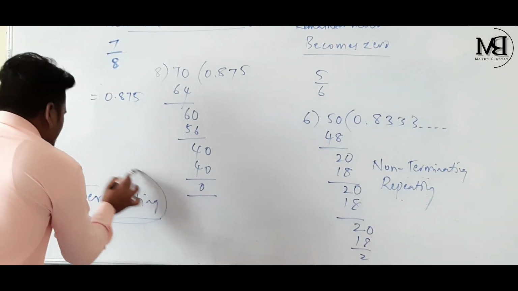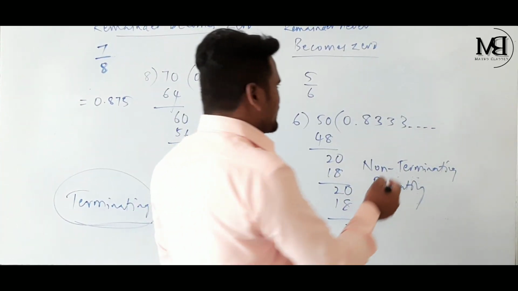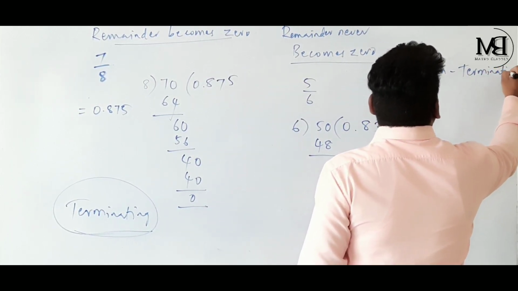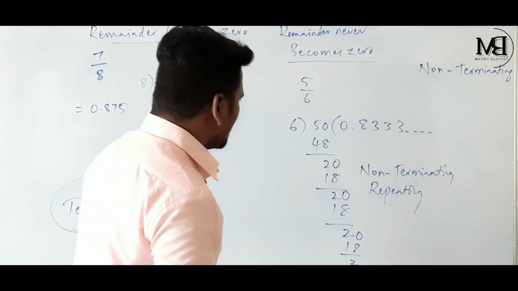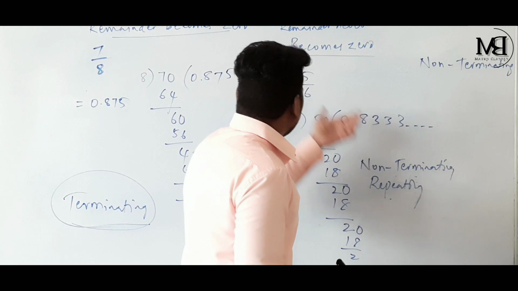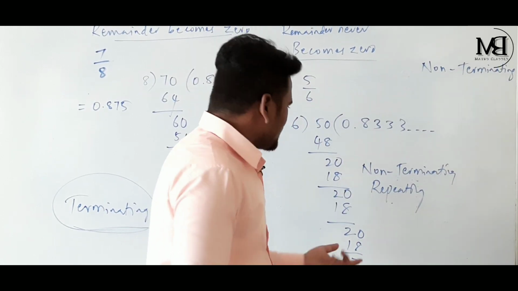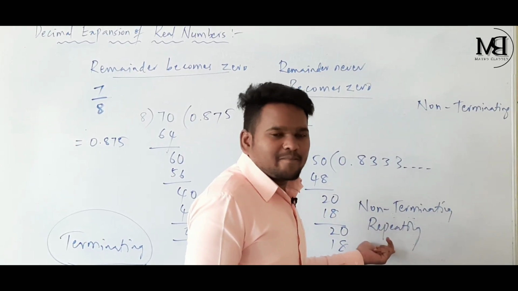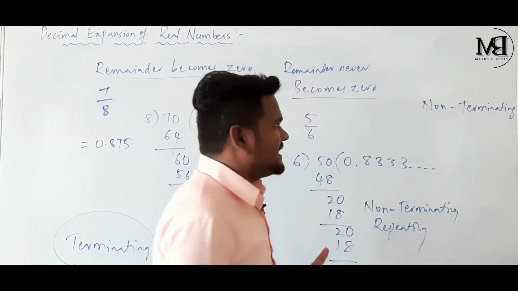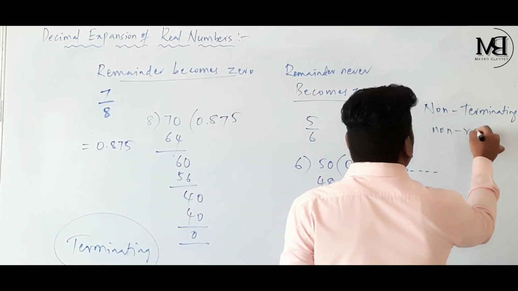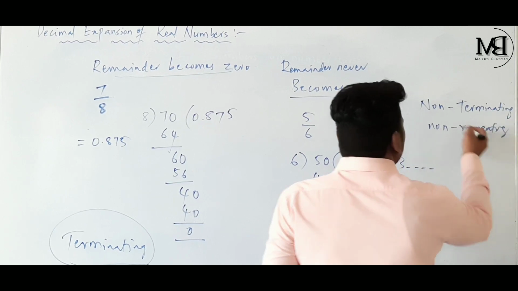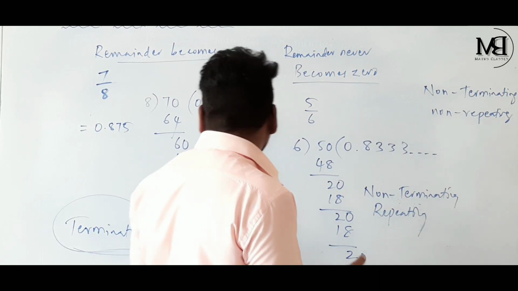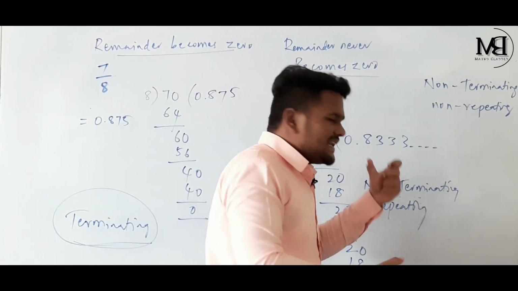What is the opposite word of terminating? Non-terminating. Good. Actually, non-terminating is also there in the rational number decimal expansion, right? So whatever the opposite word we had to get from here only: repeating, non-repeating. This non-terminating, non-repeating is adverse to the decimal expansion of terminating and non-terminating repeating.